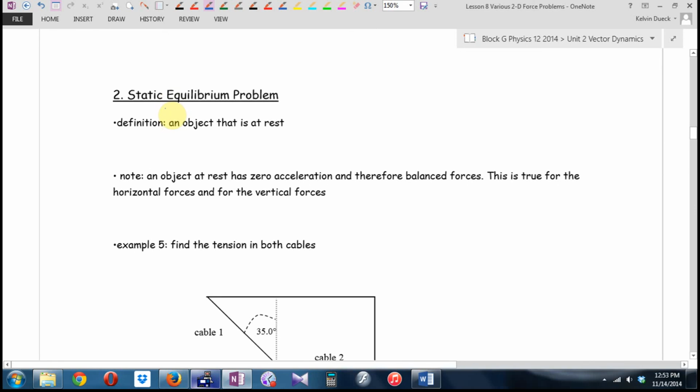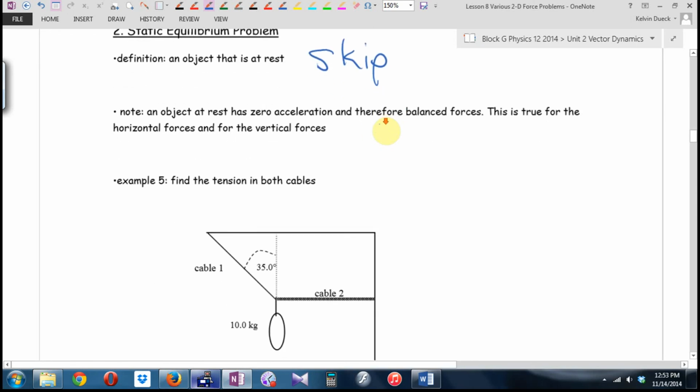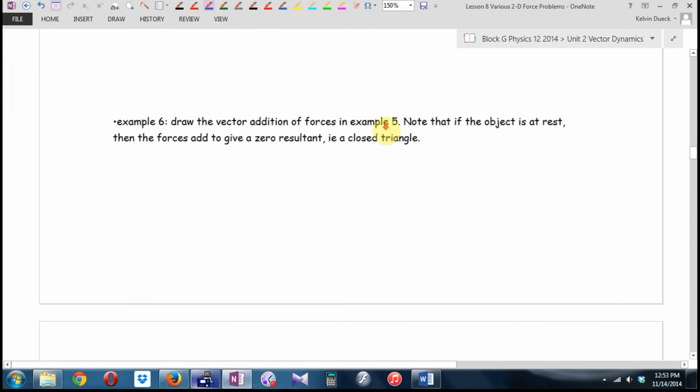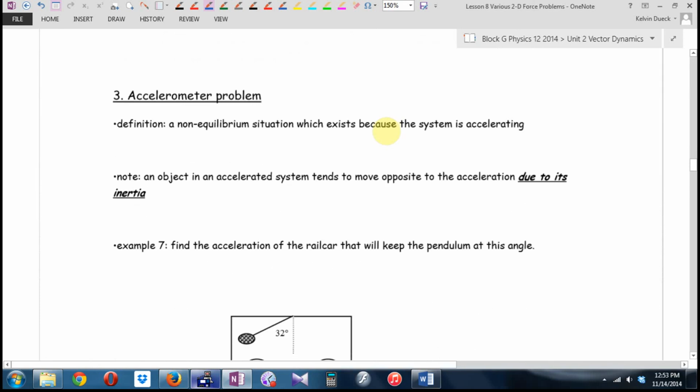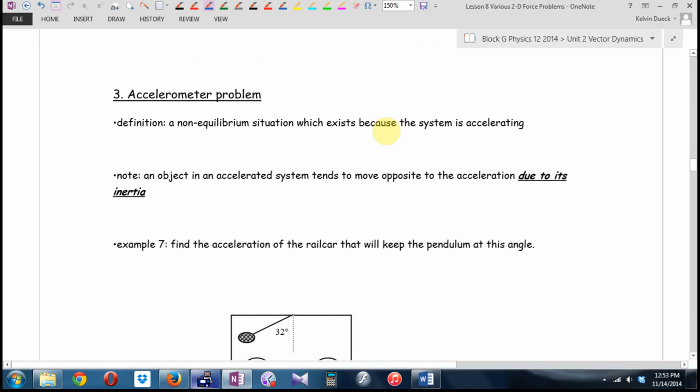Yep. Give me 30 seconds. Static equilibrium, cool, but I'm going to skip it because of our late start this year. I won't put it on a test. Accelerometer problem, cool, but I'm going to skip it because of our late start.